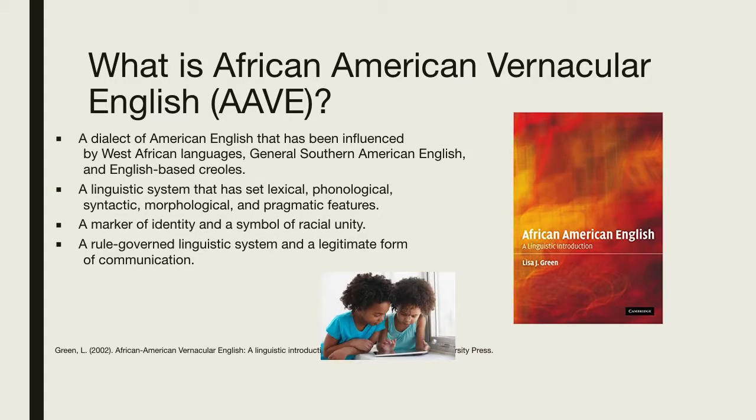First, let's talk about what is AAVE. AAVE is a dialect of American Vernacular English. It has influences from West African languages, General Southern American Vernacular English, and English-based Creoles. It's a linguistic system that has an established lexical, phonological, syntactic, morphological, and pragmatic set of features. It is a marker of identity and a symbol of racial unity.